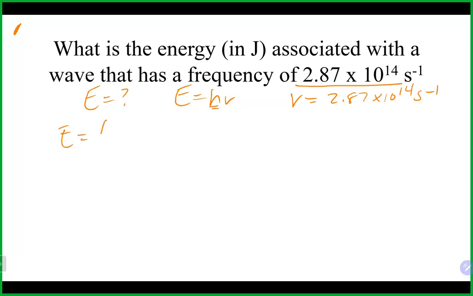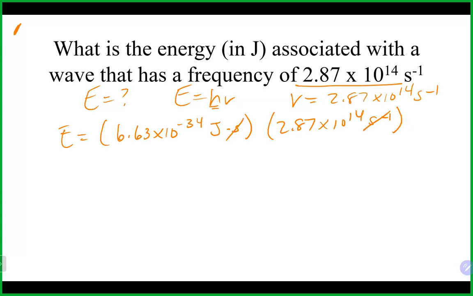So using Planck's constant, 6.63 times 10 to the minus 34 joules times seconds, times our frequency of 2.87 times 10 to the 14 reciprocal seconds. Again, the seconds here are going to cancel, and that's going to leave us joules. So 6.63 times 10 to the minus 34 times 2.87 times 10 to the 14th is going to get us here 1.90 times 10 to the minus 19 joules in this case.